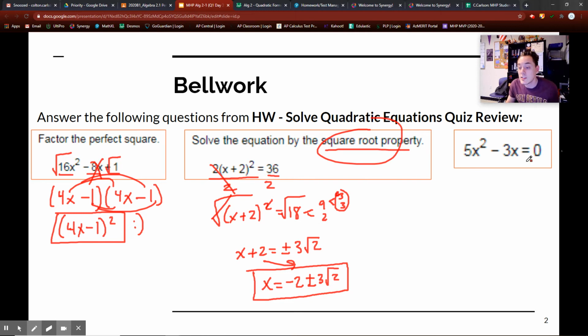Okay? And then this last one here, our greatest common factor is actually x. So I'm going to take x out. This is 5x minus 3. This equals 0.